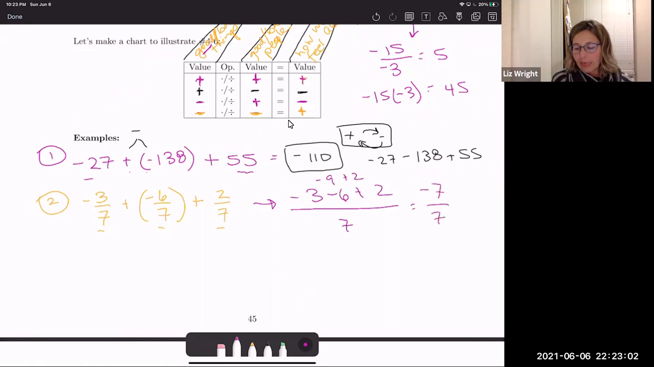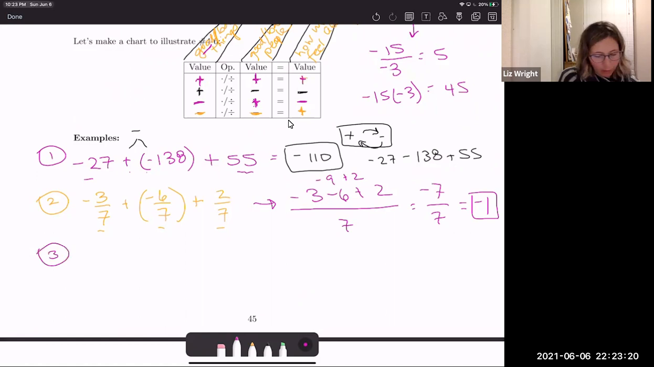And negative 7 over 7, go back. We've got a negative. We're dividing by a positive. That's going to result in a negative. And 7 over 7 is 1. So our answer is going to end up being negative 1. Next one.